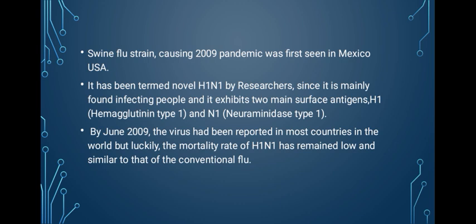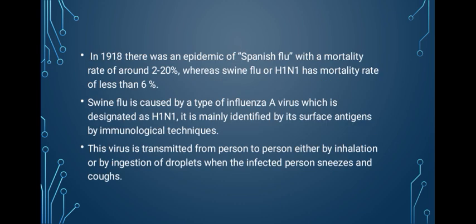It has been termed novel H1N1 by researchers since it is mainly found infecting people, and it exhibits two main surface antigens: H1, hemagglutinin type 1, and N1, neuraminidase type 1. By June 2009, the virus had been reported in most countries in the world, but luckily the mortality rate of H1N1 has remained low and similar to that of the conventional flu. In 1918, there was an epidemic of Spanish flu with a mortality rate of around 2 to 20%, whereas swine flu or H1N1 has a mortality rate of less than 6%.